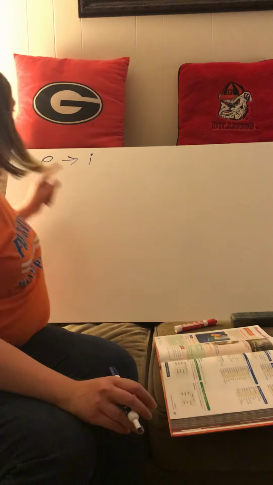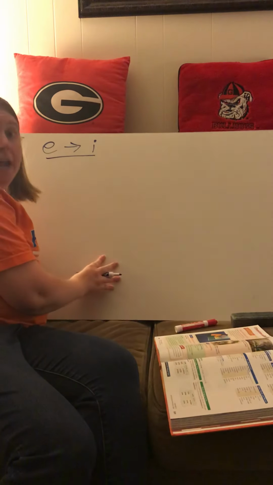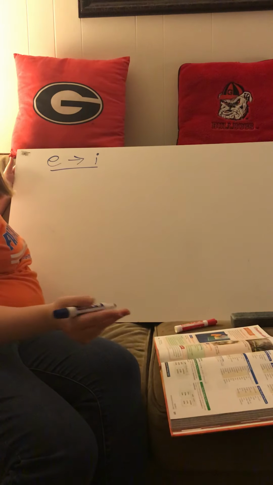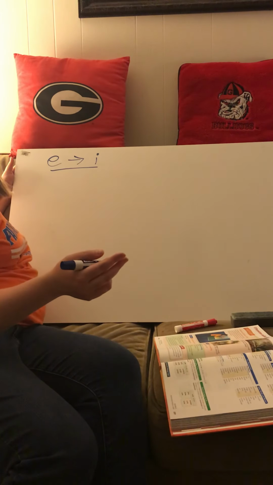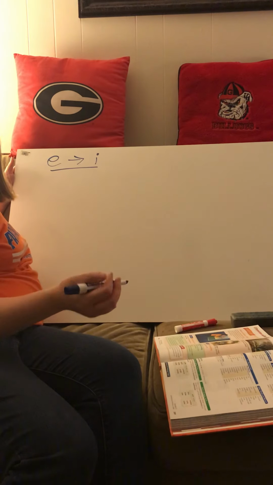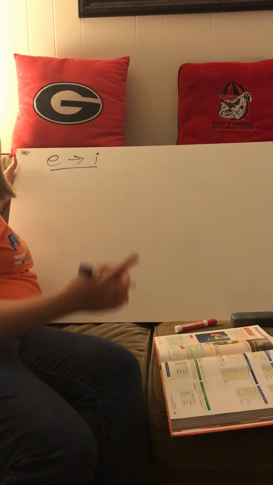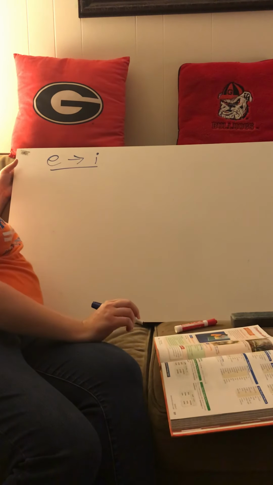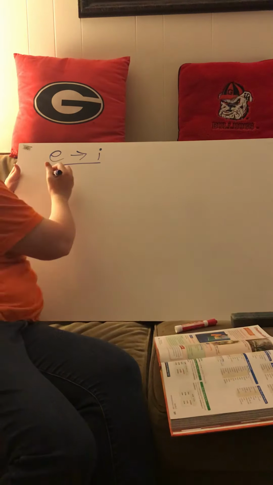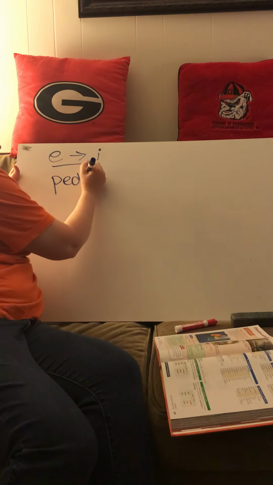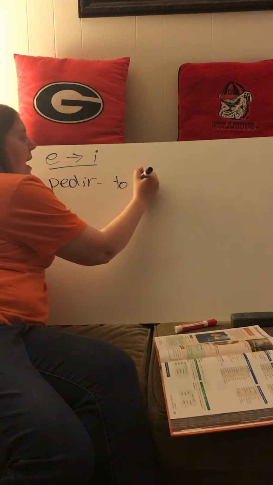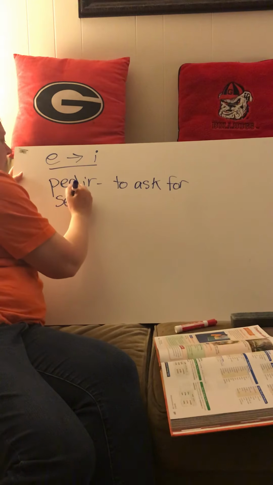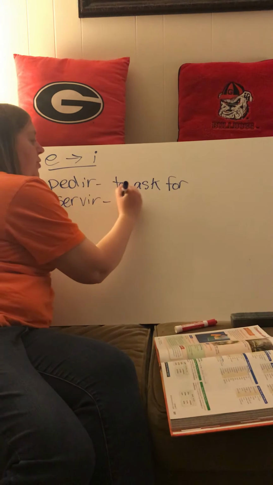In this video I'm going to explain E to I stem change verbs. Now, last chapter we got E to IE verbs like querer and cerrar, and most of those verbs were E to IE. These verbs are going to change the E, but it's going to change to I. So, here's what those verbs are. Pedir, to ask for, and servir, to serve.